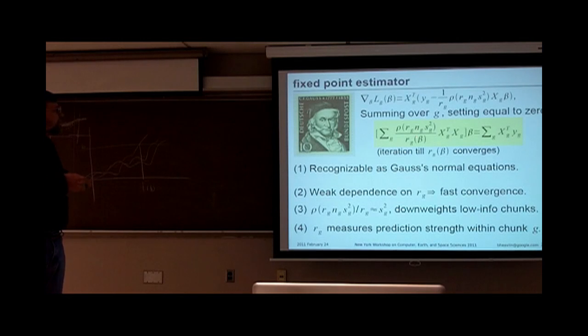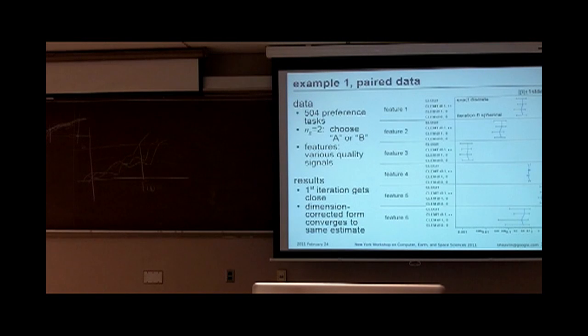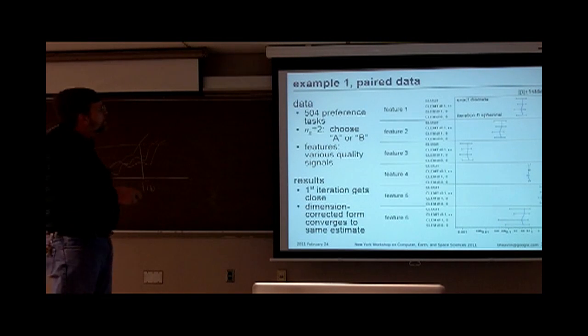Also, because this ratio depends only weakly on R, and that's the only dependence here really on the coefficients beta, you have fast convergence. And finally, R winds up being kind of a measure of the prediction strength of the chunk. So that's pretty interesting. Let's just see some data, how it works.